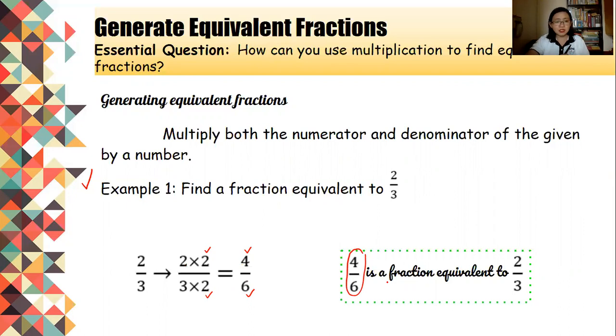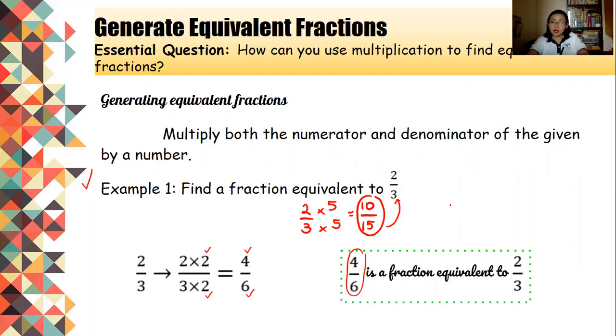You might be asking, Miss, is it always 2 that we have to multiply the fraction with? No. This is not restricted only with number 2. You may use any whole number that you want to, and it will result into its equivalent fraction. For example, the same fraction that we have 2/3, but this time, I will multiply it with 5. So both numerator and denominator should be multiplied with 5 as your chosen number. 5 times 2 will give us 10, while 5 times 3 will give us 15. This 10/15 is still equivalent to our 2/3.